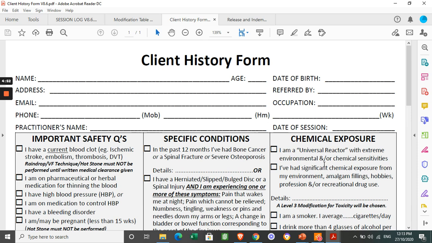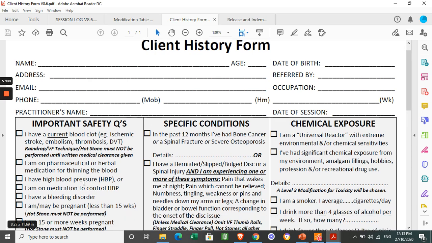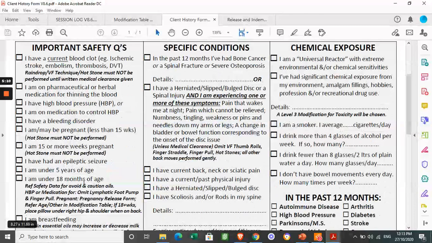Okay, if it's a child you're working on, the parent must fill in the client history form, but the name on the form is the child and the child's age and the child's date of birth. Okay, all right, so then what we're going to do is we're going to look at this client history form because it's got all these important bits and pieces of information.